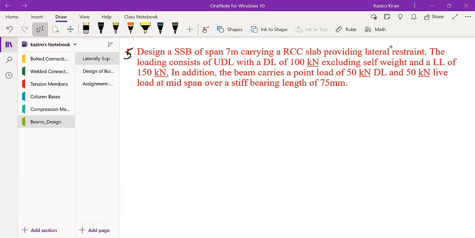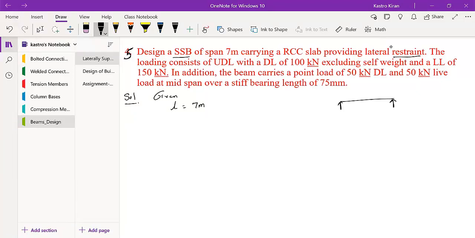So in these kinds of problems, it is very important to understand what data is given. That's the most important thing. So let's write the given data. The span of the beam is 7 meters, and it's a simply supported beam. Remember, it's a simply supported beam. They have very clearly said that the design is for a simply supported beam, and providing lateral restraint, right?